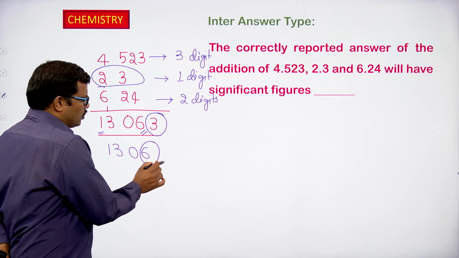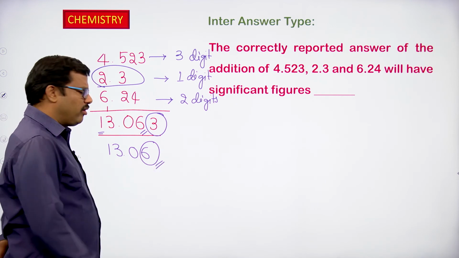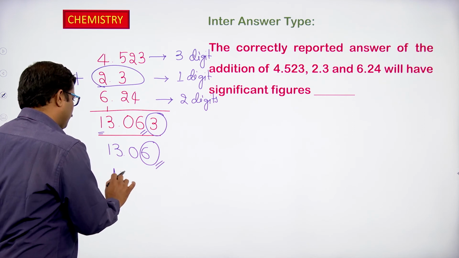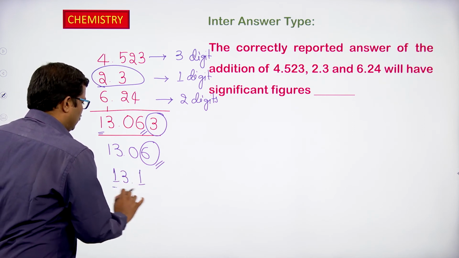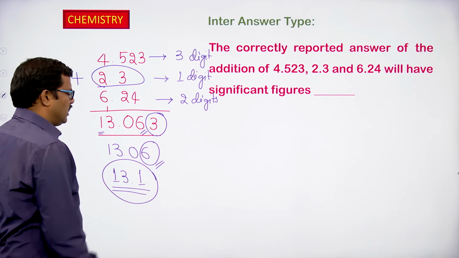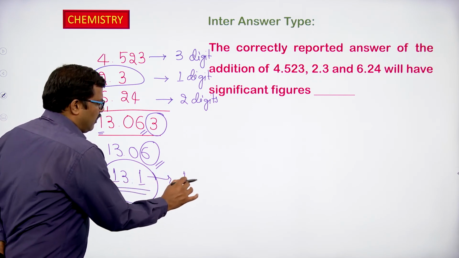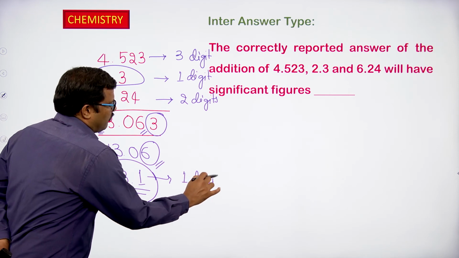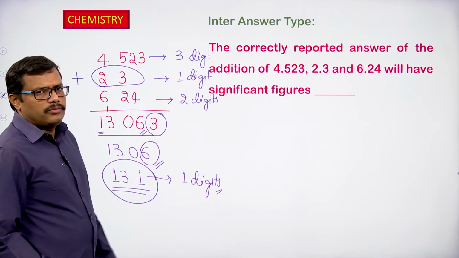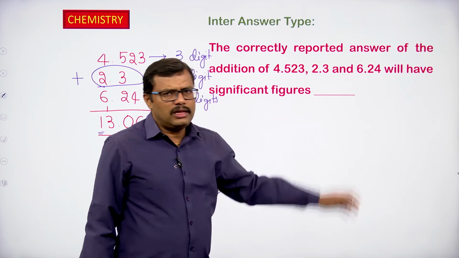So, the rightmost digit to be removed is greater than 5. In that case the preceding number has to be increased by 1. So, the answer should become 13.1. Here if we observe, we have 1 digit after the decimal point. So, this is the correct way of expressing the result that is obtained by adding all the 3 numbers.